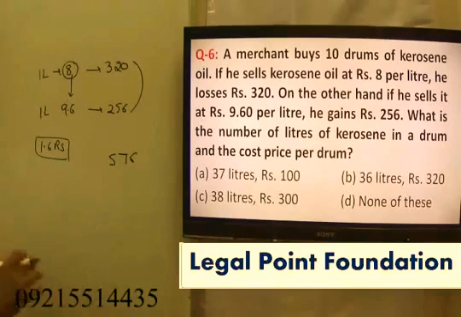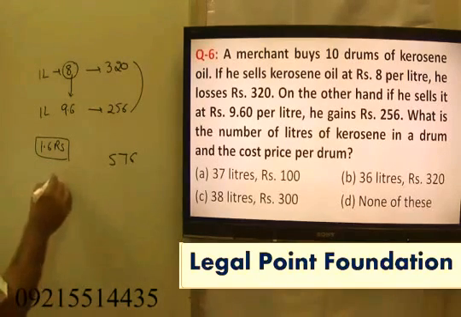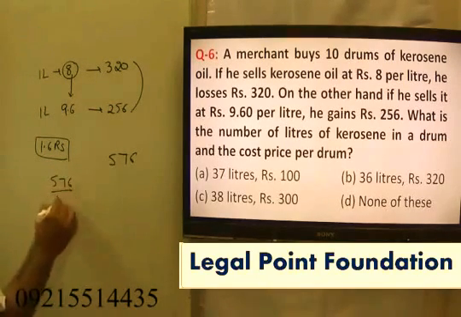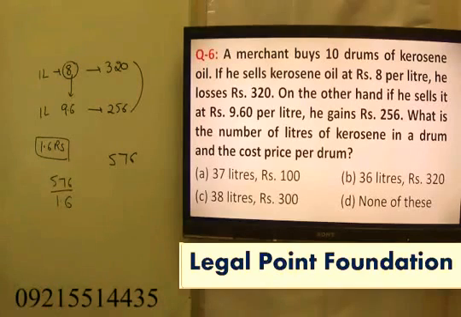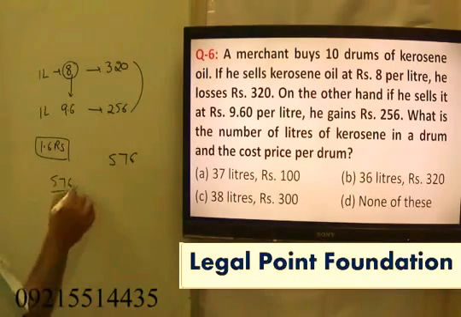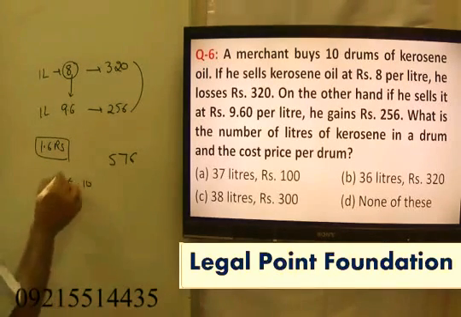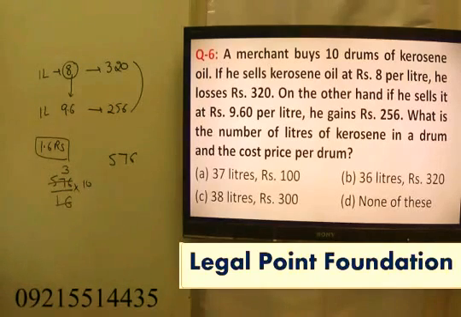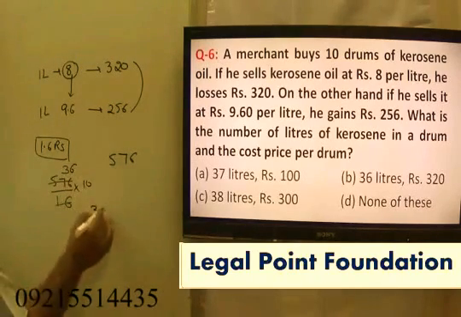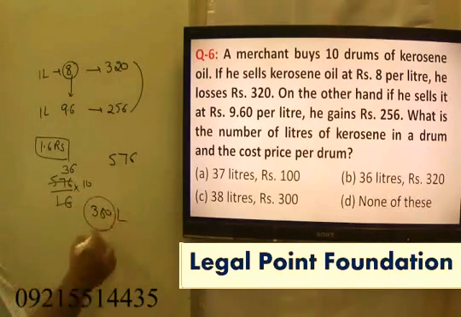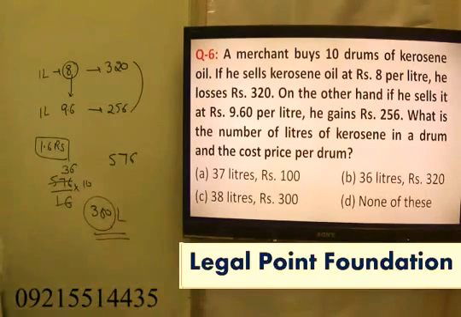Now from here I can find the total quantity. How much will it be? 576 upon 1.6. You have to divide it, right? What do you get now? You can make it into 10. Now 16 will go on 48, right? 96. So I may say total is equal to 360. The total oil that you sold is equal to 360 liters.